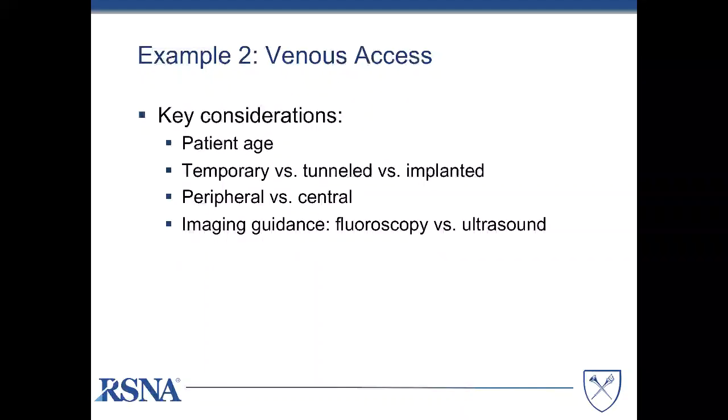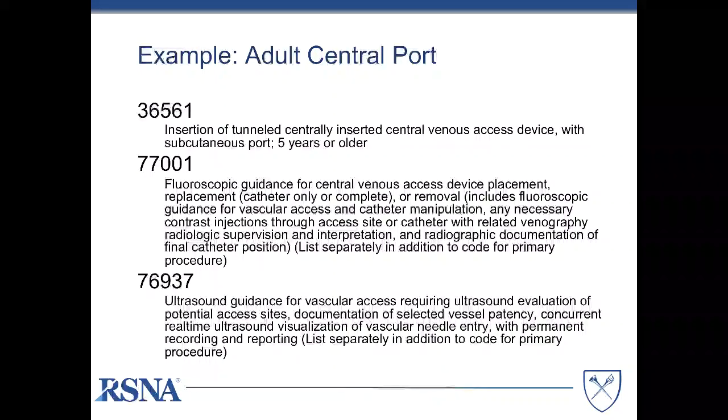Another common service performed in most of our practices, again, another one that's not too high-end, is venous access. In your practice, just like ours, you perform all sorts of venous access. From a coding perspective, you see the considerations here that influence which codes you should report. If you put in a chest port in an adult, you'll use CPT codes 36561, 77001, and 76937 in most cases. You see the descriptors listed here.